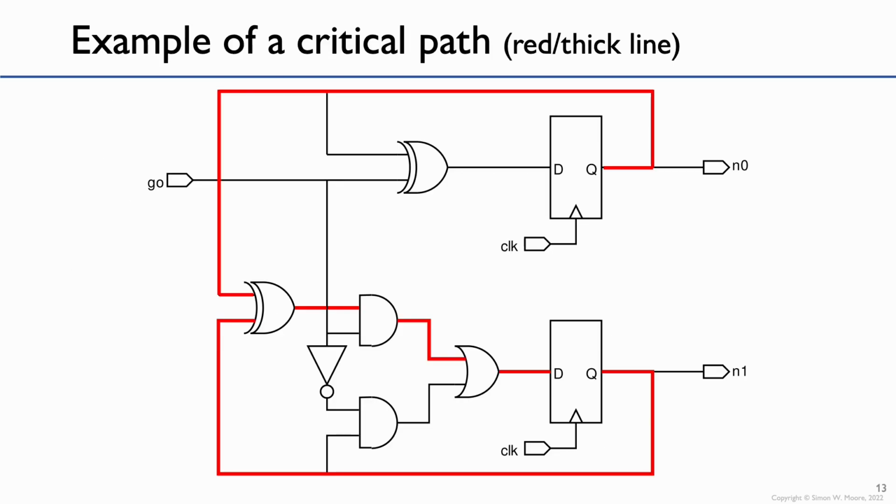Let's look at an example of a critical path. So here is the circuit that we had earlier, that we designed by hand. If we look at the D flip-flop Q outputs, then we have a path from N0 all the way through an XOR gate, an AND gate, an OR gate to the input of a D flip-flop. And so those paths are the longest paths in the circuit, and they will then determine what the clock frequency of the design is.